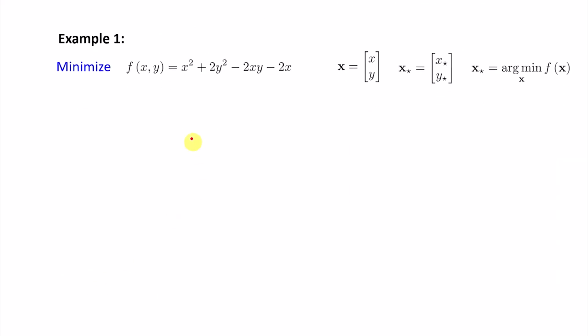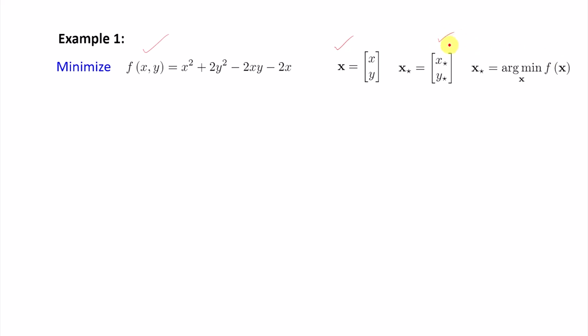Now let us see this example. Here we are interested in minimizing this function f(x, y), which is x squared plus 2y squared minus 2xy minus 2x. Here this vector x is (x, y), two elements, and x star, where this function f(x) will be minimized, that location is (x star, y star).